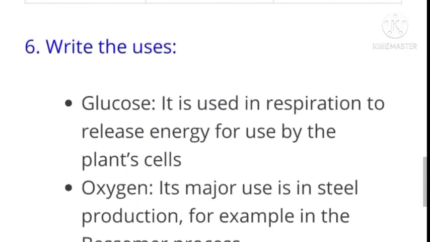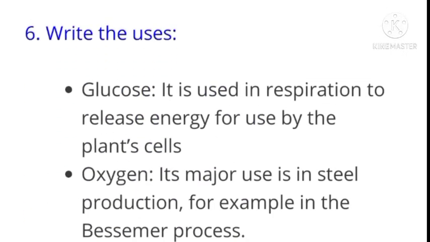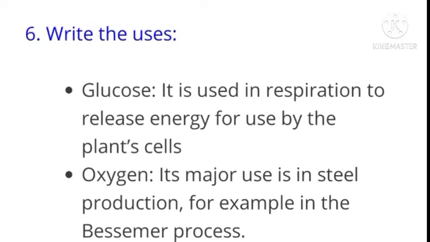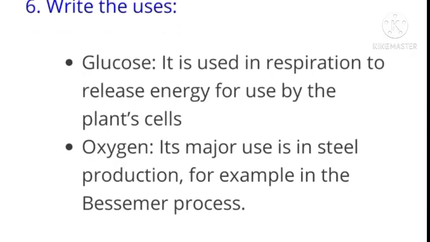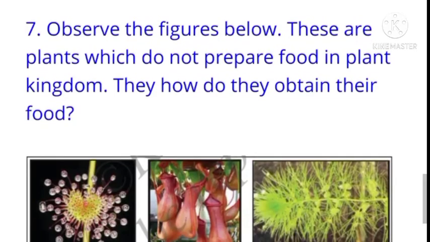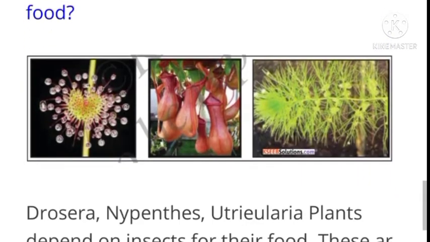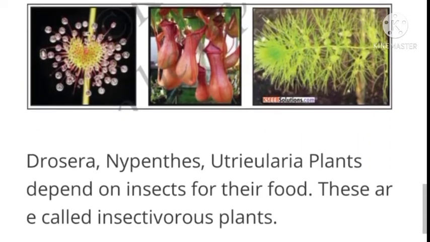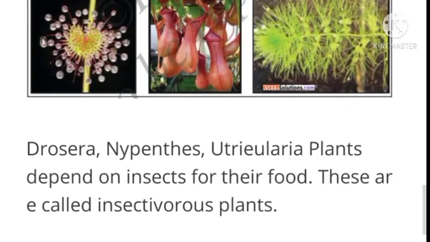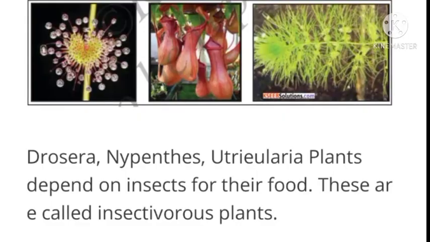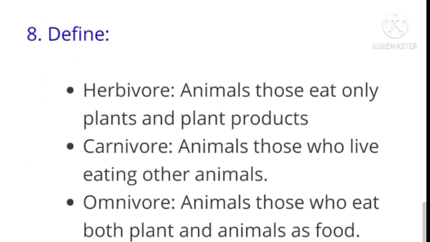Okay, now write the uses of glucose. It is used in respiration to release energy for use by the plant cell. Oxygen, its major use is in steel production, for example in the Bessemer process. Next, observe the figures below. These are plants which do not prepare food in the plant kingdom. Then how do they obtain food? See here, you can see the pictures. They are Drosera, Nepenthes, and Utricularia plants that depend on insects for their food. These are insectivorous plants.